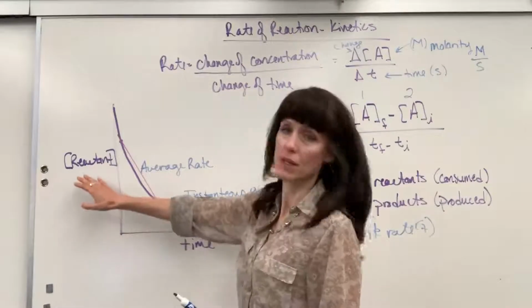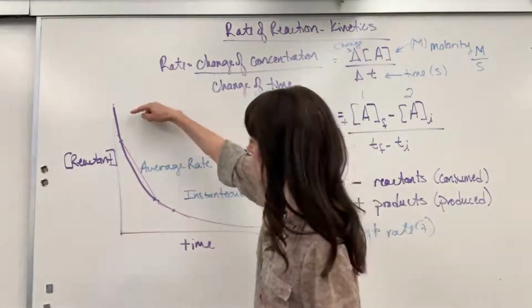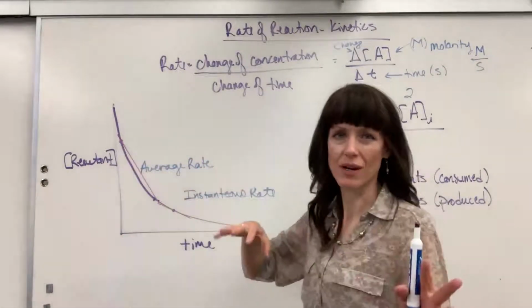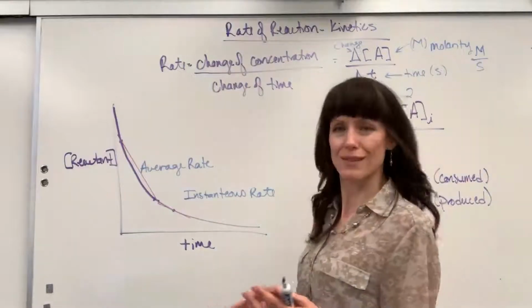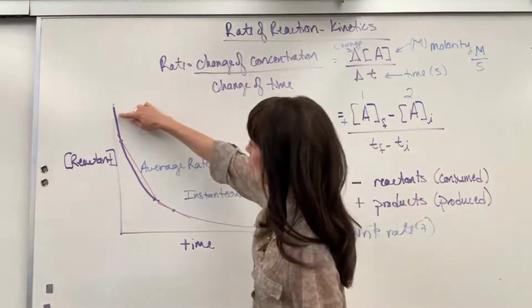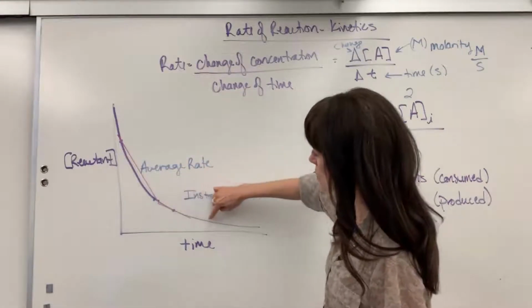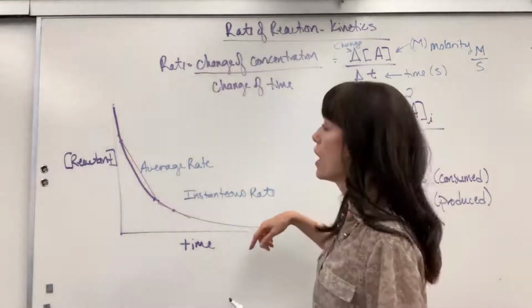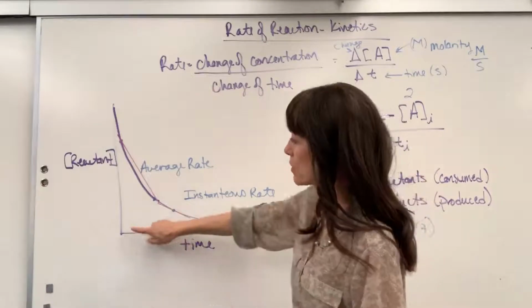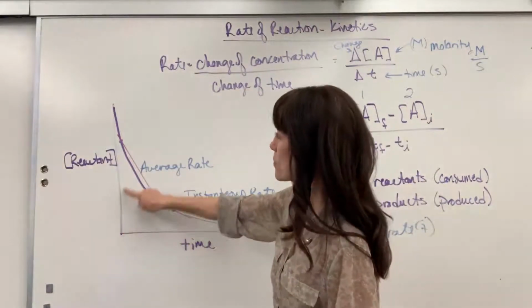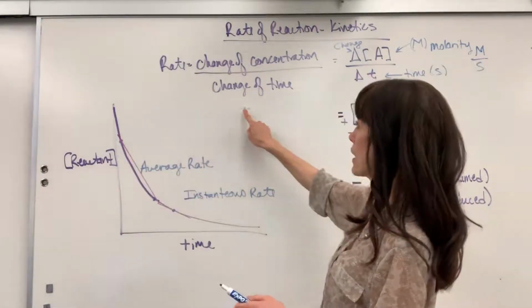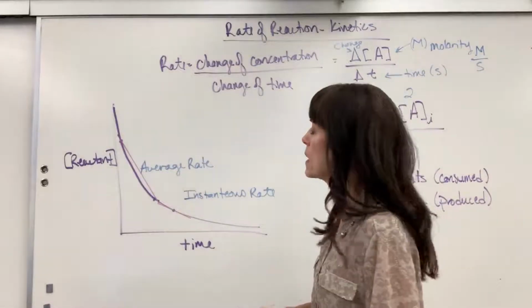Again, this is going to be a reactant, and it's going to be consumed quickly. You'll learn later on why. It deals with the collision theory. And so it's going to consume quickly, and then the rate at which it consumes slows down. Likewise, if I was to do a graph of being produced, you're going to have a lot produced at the beginning, and then the rate at which it produces slows down.